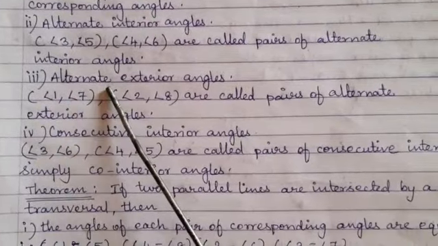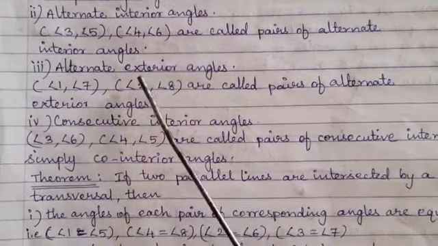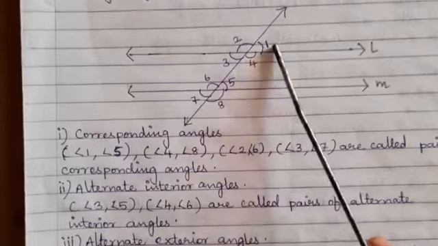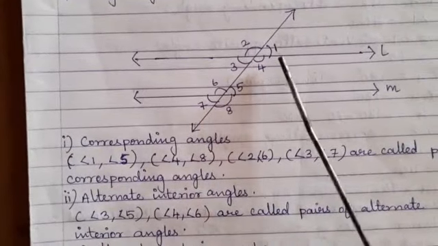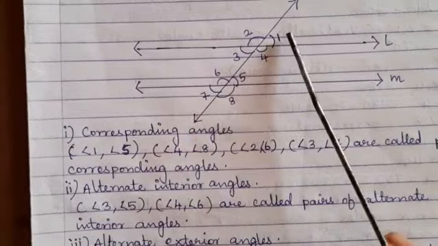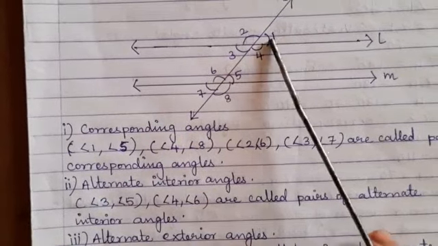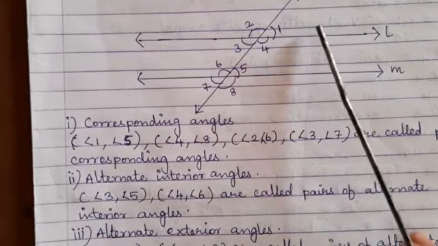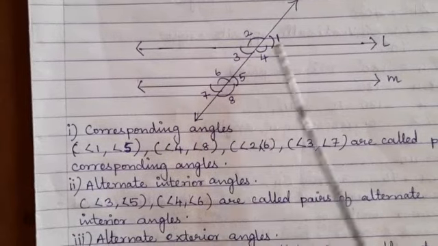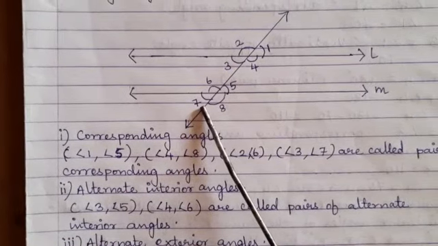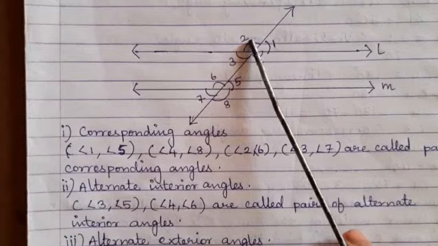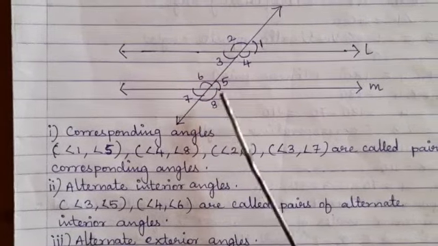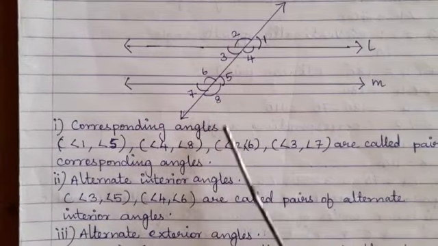Number 3, alternate exterior angles. Alternate means opposite to each other. Now come to this figure, see this figure. Angle 1 and angle 7 are opposite to each other. Both are outside, that is, outside the parallel lines. See here, 1 and 7 are alternate exterior angles. In the same way, angle 2 and angle 8 are the alternate exterior angles.